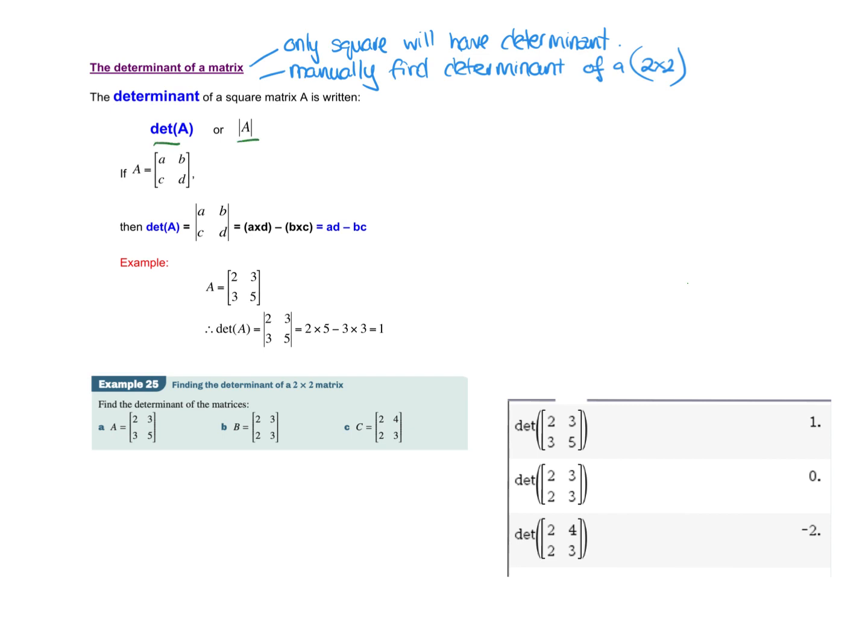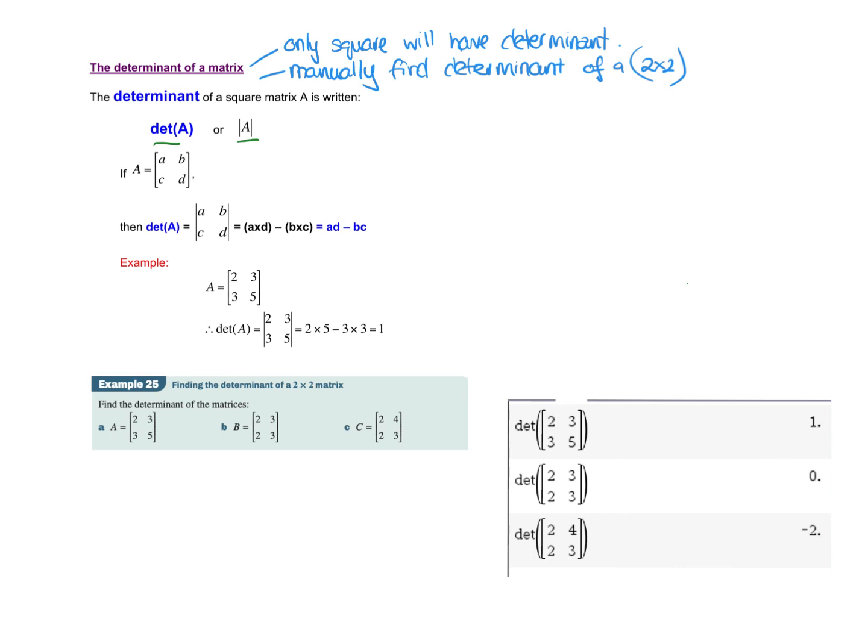Sometimes they might have those two lines on the side, but I very rarely see that. That's why it's not in bold or in blue. You're mostly going to get asked, so as I said, we're only going to get asked to manually do a 2 by 2.